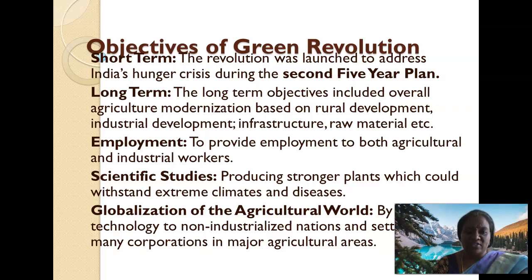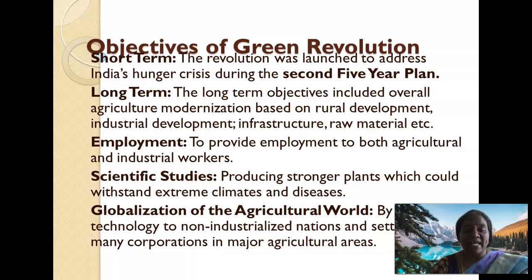Objectives of the Green Revolution. If you take the short-term objectives, the revolution was launched to address India's hunger crisis during the second five-year plan. The long-term objective included overall agricultural modernization based on rural development, industrial development, infrastructure, raw material, etc., and employment, to provide employment to both agricultural and industrial workers.